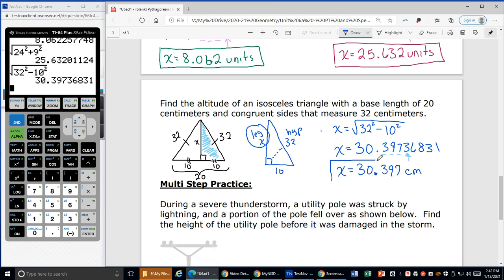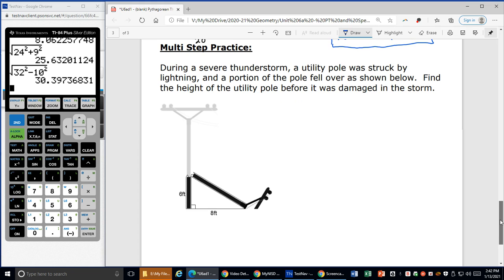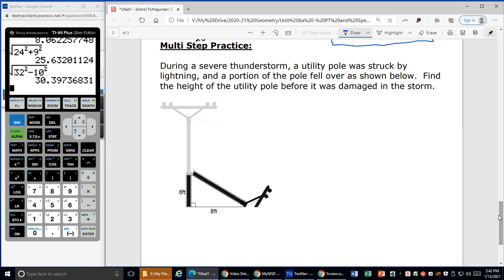So I know the altitude of that figure is 30.397 centimeters. Okay? All right, one more problem to do in this lesson. It's a multi-step problem, so I know the first answer I get is not going to be my answer.